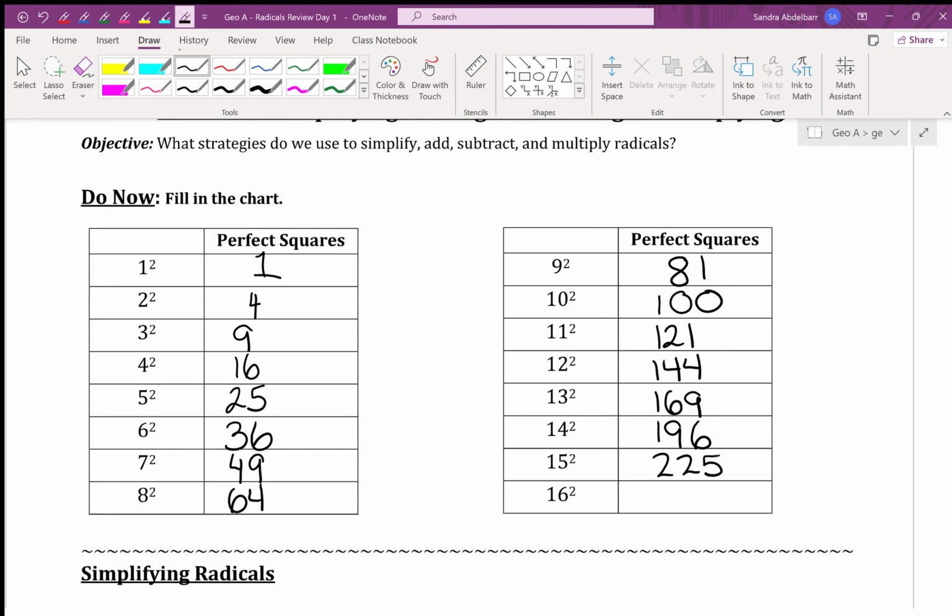Anybody know 16 squared? 256. Good job, Adam. All right, there's 2 more we need to know. 18 squared, 324. Good. And 20 squared, which is 400. Yep, 20 squared is 400. These are the ones that are going to be showing up a lot, so I pulled them for you to have memorized.